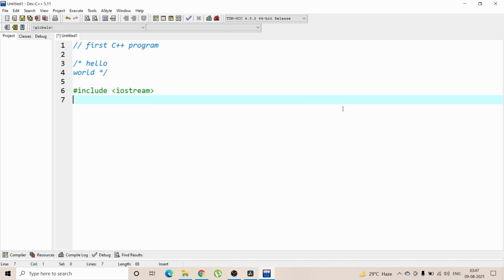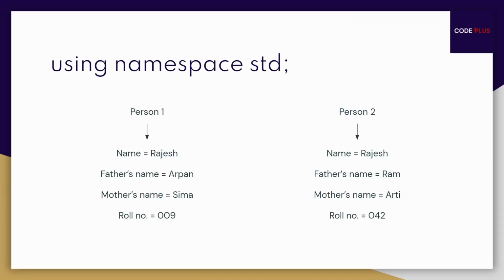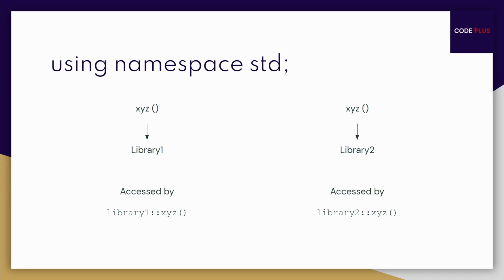After that, we write using namespace std. Consider a situation where we have two different persons with the same name in the same class. Whenever we need to differentiate them, definitely we would have to use some additional information like their father's or mother's name or their roll number. The same situation can arise in our C++ code.